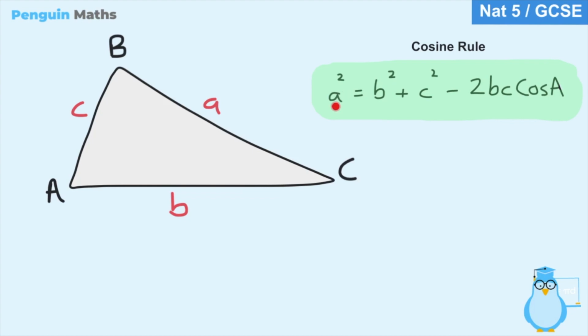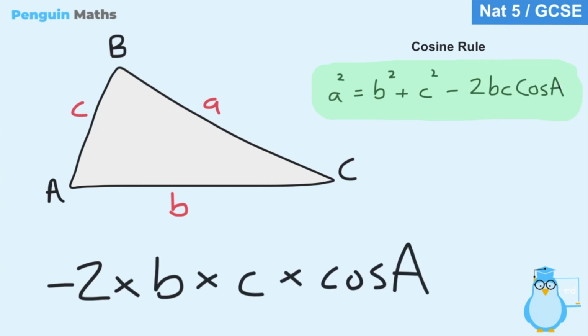So the rule states that a squared, so this side here, is equal to b squared plus c squared. Then we minus this full thing here at the end, so it's minus 2bc cos A. Now when we group a term like this together, what that means is 2 times b times c times the cosine of A. This is what this last part of the cosine rule represents. So if we don't have any sign in between the terms here, then all it means is that they're all multiplied together in this fashion.